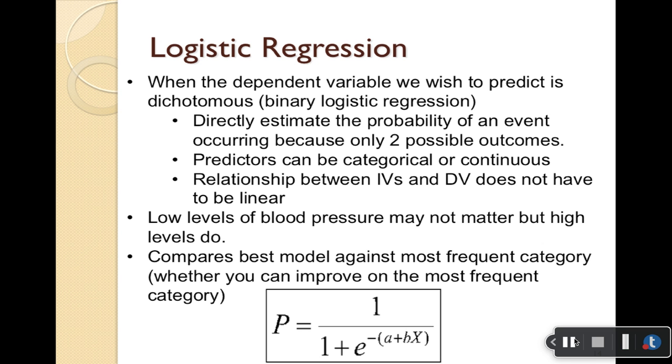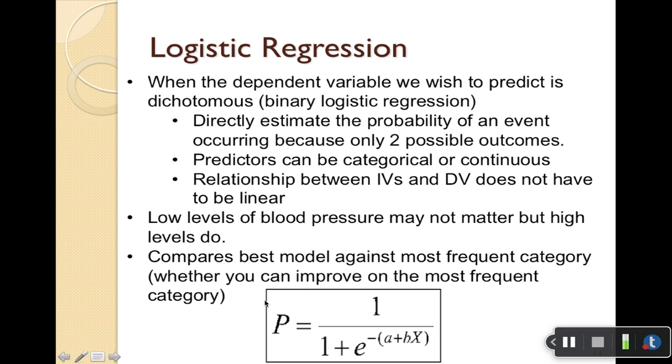And again, the relationship between our IV and our DV does not have to follow that classic straight line like in regular regression. So, for example, in healthcare, low levels of blood pressure might not matter in some instance, but high levels do. So that might be a variable that we categorize into high or low. And what logistic regression is going to do is it's going to compare the best model against the most frequent category. So we want to know whether or not we can improve our predictions.